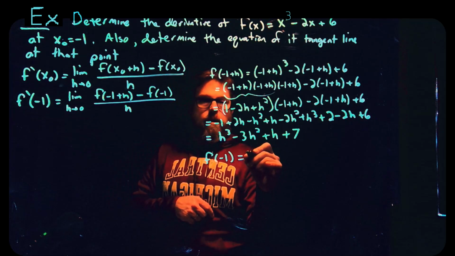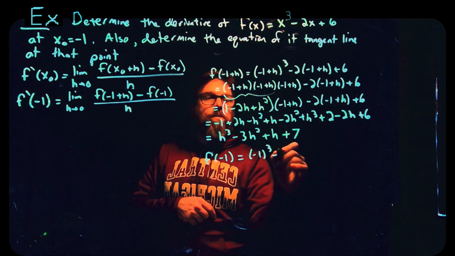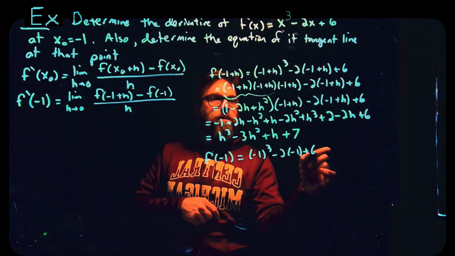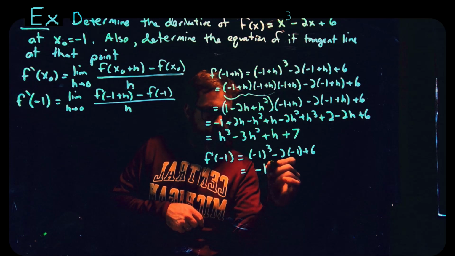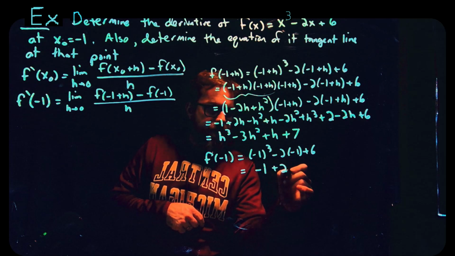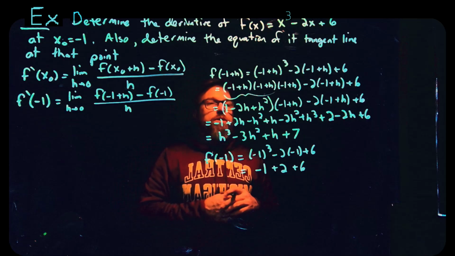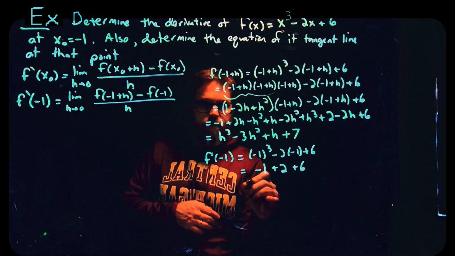Okay, now f of just -1. So this is going to be equal to -1 cubed minus 2 times -1 plus 6. So -1 times -1 times -1 is -1. Negative times negative would be a positive 2 plus 6. So this is going to be 7.